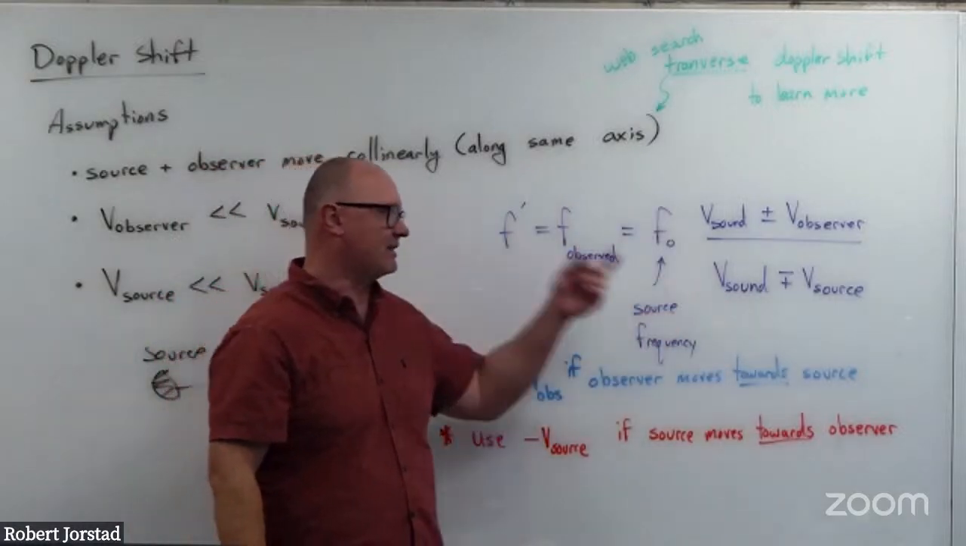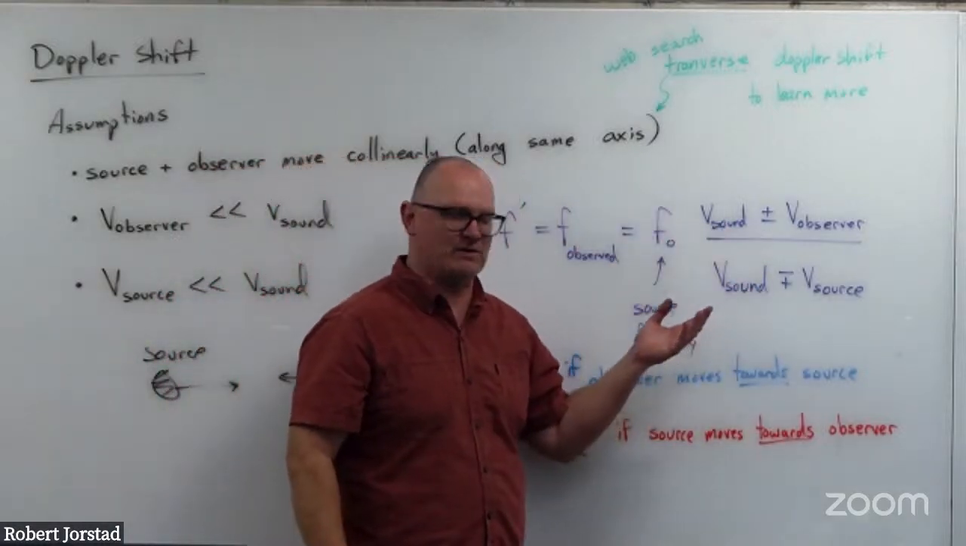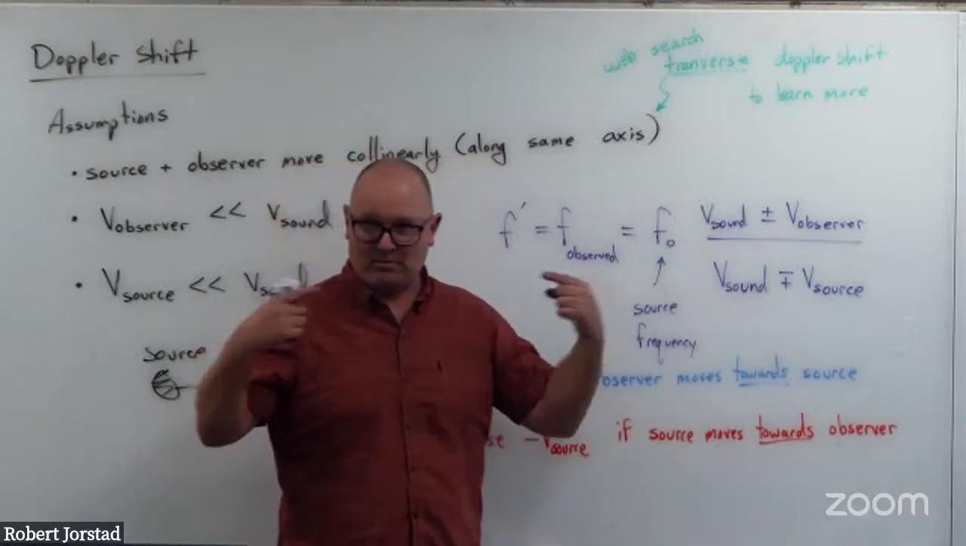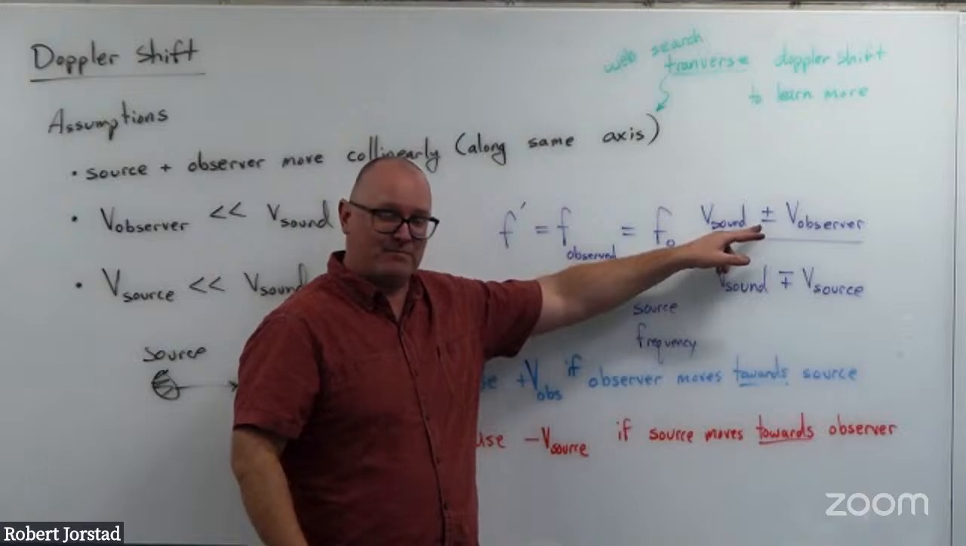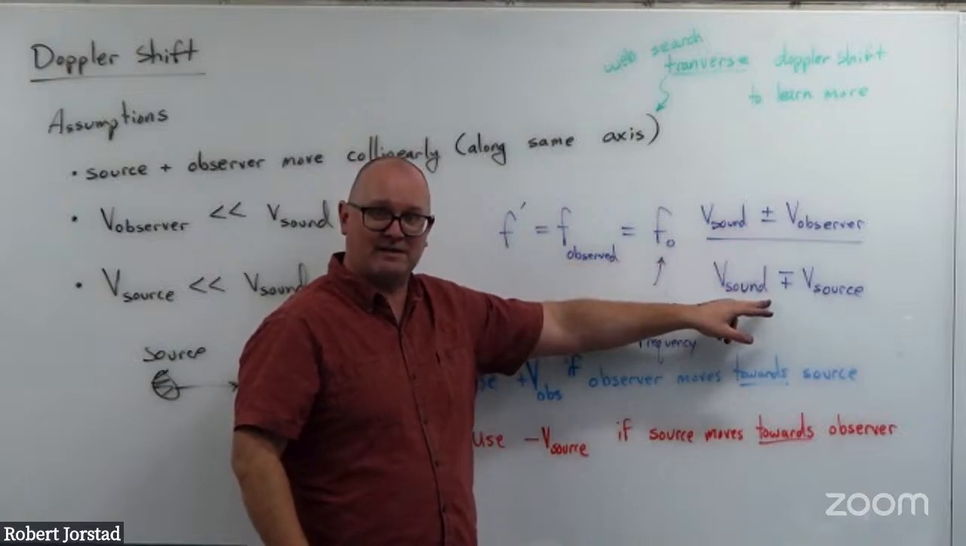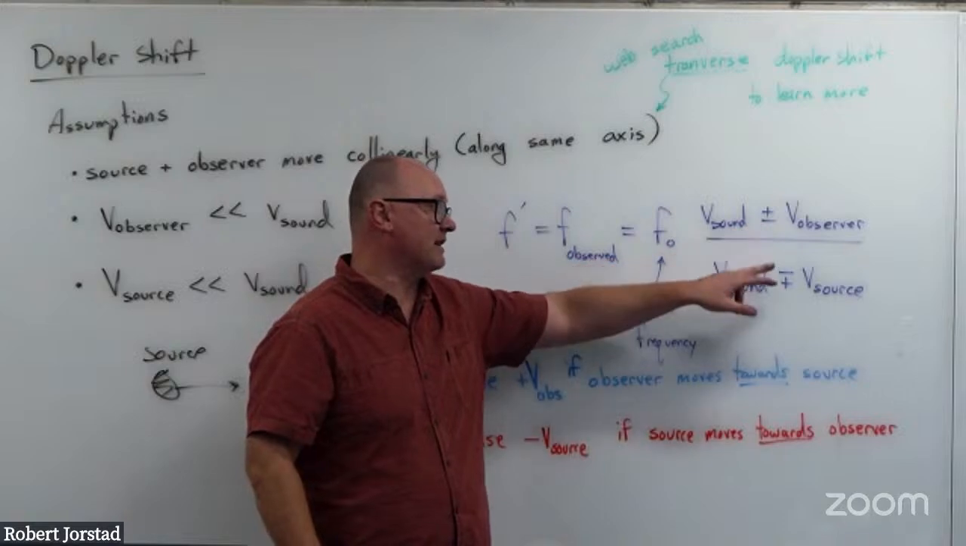Or you can just think it through like that if you're confused which way to do it. If they're moving towards each other, the numerator has to get bigger and the denominator has to get smaller. That's why we use a plus here and a minus there.